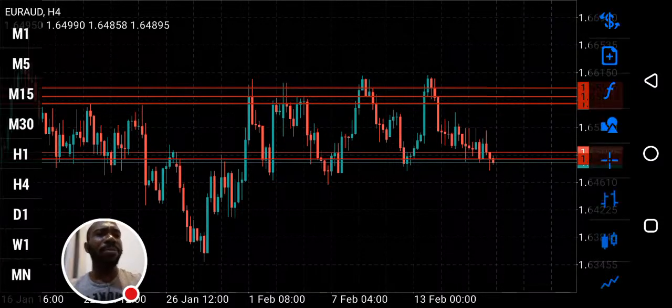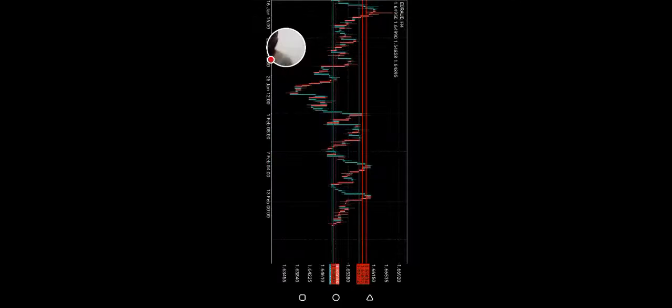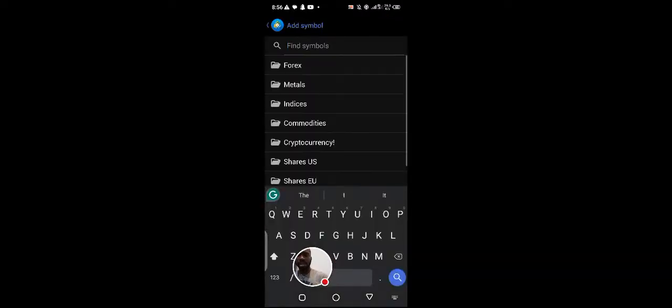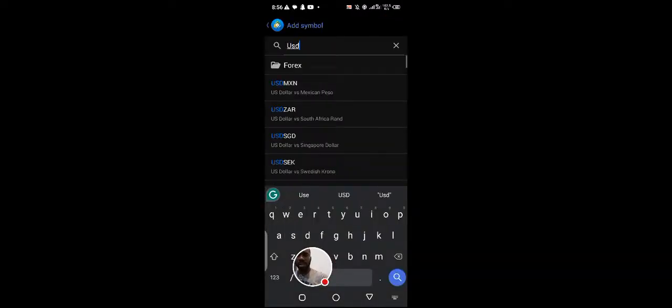So let me add USD South African Rand to my list. That will be the last instrument we'll be looking at this week. USD ZAR, I don't trade it, but let's look at it.